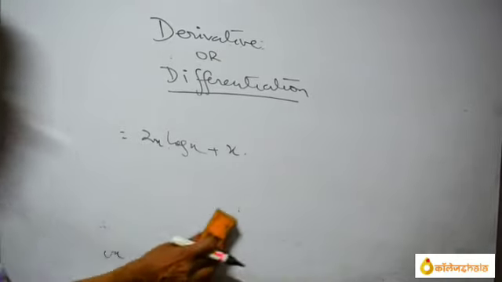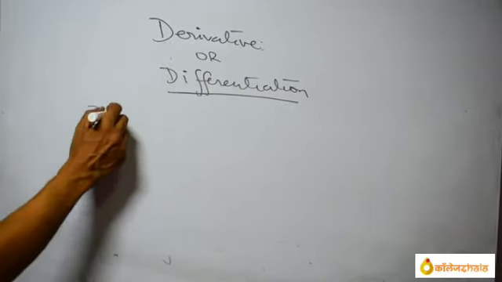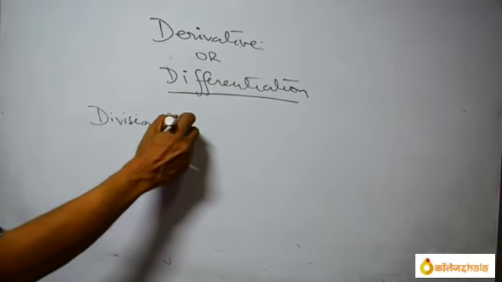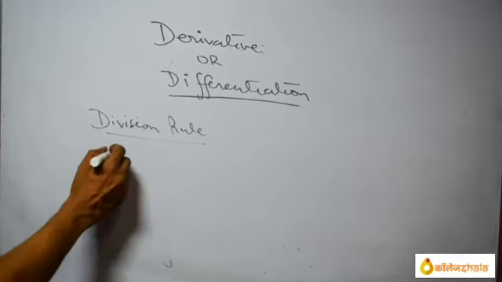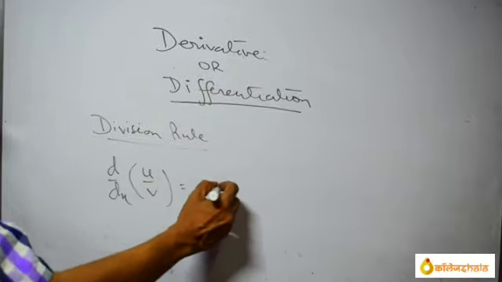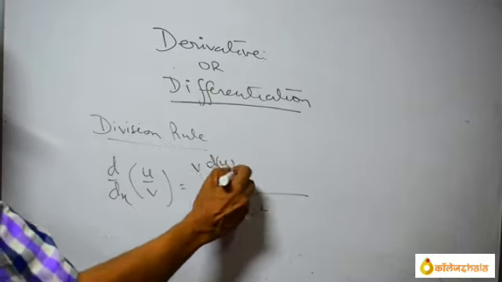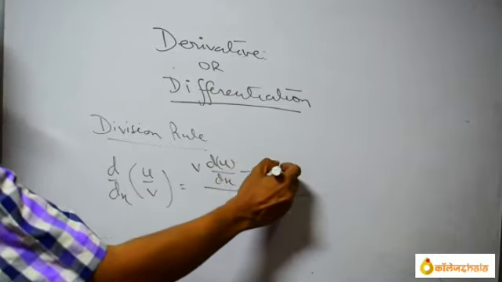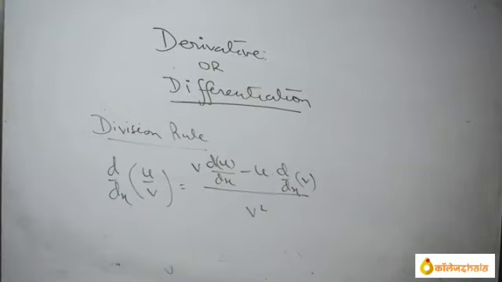Now the last rule we are discussing, the basic rule, is the division rule or quotient rule, that is u by v. As in the previous case it was u into v, here d/dx, the derivative of u by v, and the rule suggests that this will be, over v square, v derivative of u with x minus u derivative of v. So this is the rule of u by v, the division rule. One is u, another is v. We can divide this way. This is the rule of division.